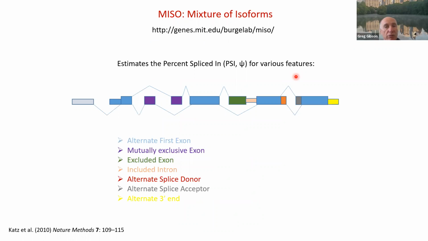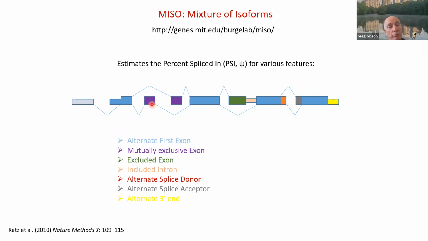Splicing comes in different types of forms. There's a bunch of software out there for looking at splicing. This is software called MISO from the Burge lab at MIT, and it's pointing out that there are lots and lots of ways you can affect splicing. One is having alternate first exons, so many genes have two alternate promoters. This is a case where you have a mutually exclusive exon.